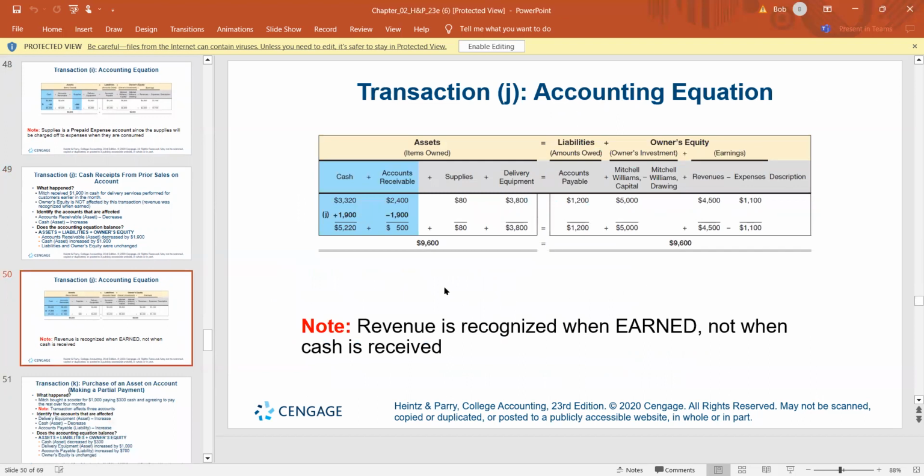And here it is. Cash went up $1,900. We received cash. Accounts receivable went down $1,900. And we're in balance. Remember, revenue is recognized when earned, not when cash is received. Same thing with expenses. That's getting ahead of us a little bit, but you'll get familiar with that pretty quick as you do some homework.